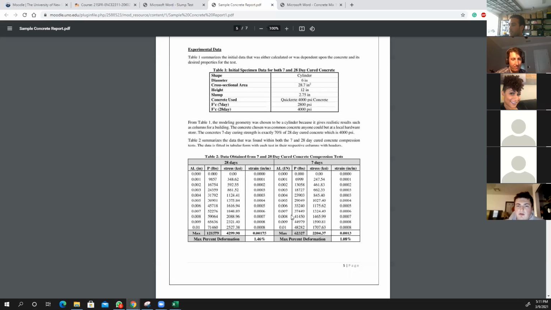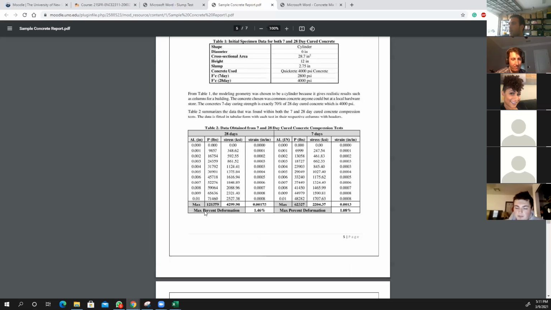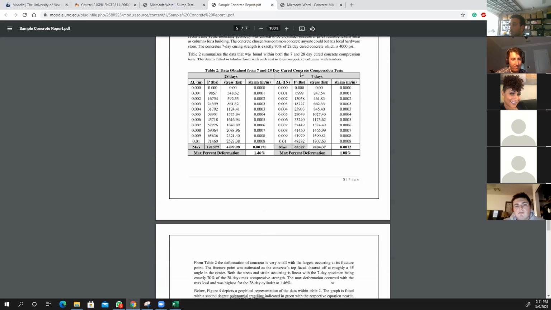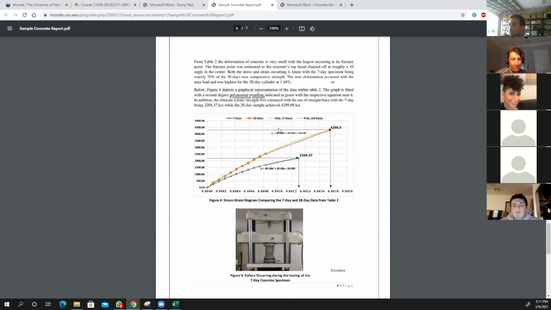So you can finish this 7-day result, and you will wait for 28 days. Once you get to 28 days, you will perform the same calculations for 28 days. All these data points will be given to you, and you're going to have your graph. You will have only one graph, and it will consist of 2 different data sets, 7 days and 28 days.